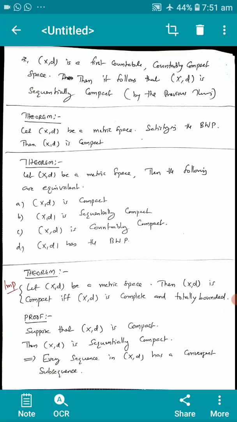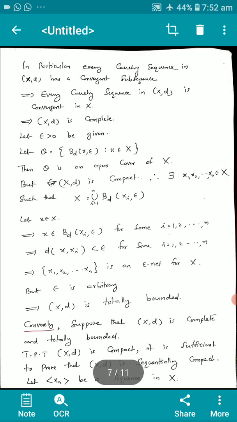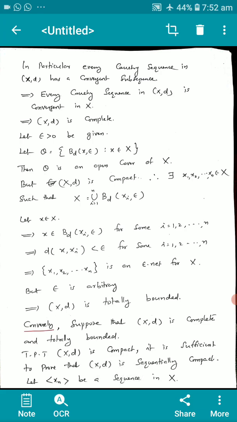Next theorem is an important theorem. Let X be a metric space, then X is compact if and only if X is complete and totally bounded. Proof. Suppose that X is compact, then X is sequentially compact, which implies that every sequence in X has a convergent subsequence. In particular, every Cauchy sequence in X has a convergent subsequence, which implies every Cauchy sequence in X is convergent in X, which implies X is complete.